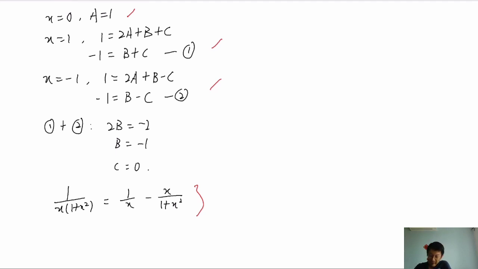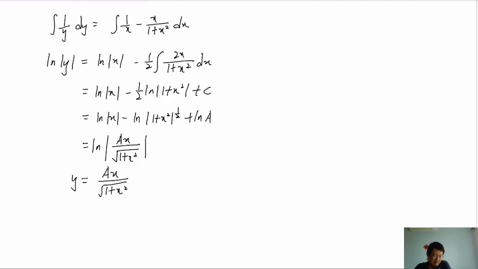After that, we can move on to the integration. For the left hand side, we have 1 over y to integrate, and the right hand side is our partial fractions. For the terms 1 over y and 1 over x, we know that when we integrate, we get ln y and ln x. This one is quite usual. If you look at this term here, we have 1 plus x squared in the denominator, and in the numerator we have an x.